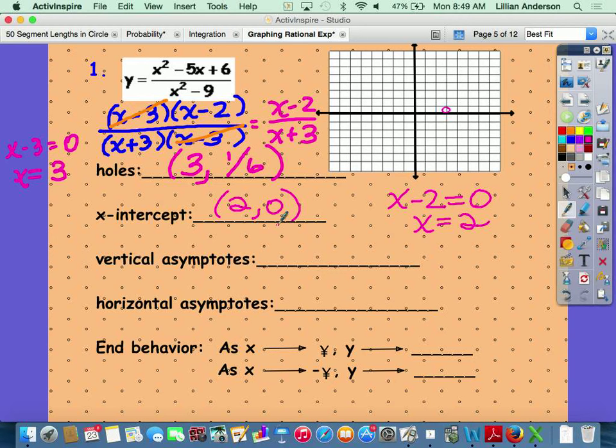Because an x-intercept is the actual point. So when you have an x-intercept, that means y is automatically 0. So it's always going to be a number, 0. That's a good question. Did everybody understand that? Yes.